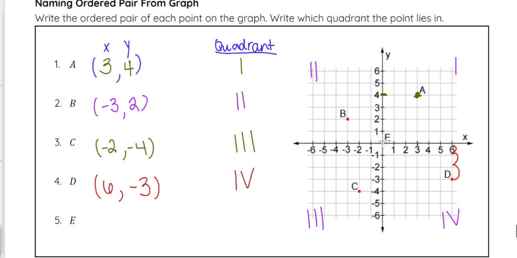And then finally, point E. Notice point E is the point that intersects the x and the y-axis. So that is going to be the point 0, 0, the origin. And there is no quadrant for that. That, again, would just be called the origin. There is no quadrant.